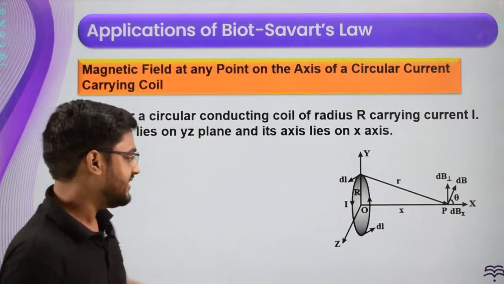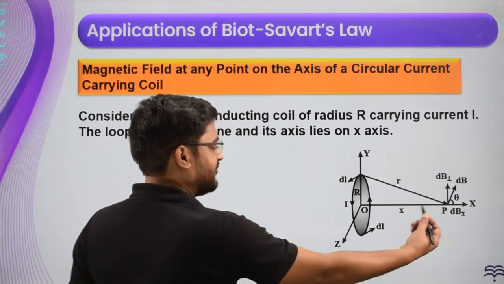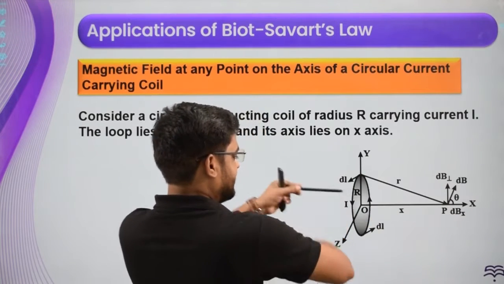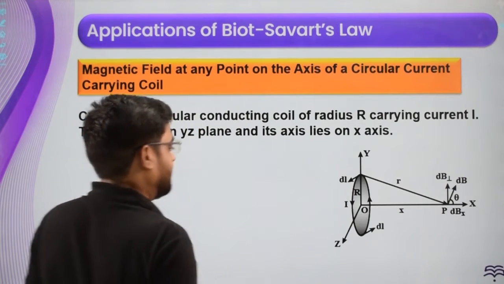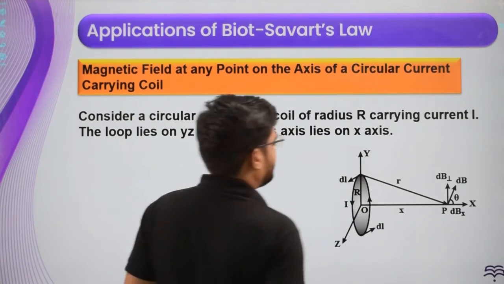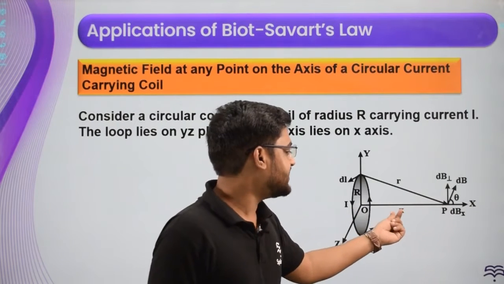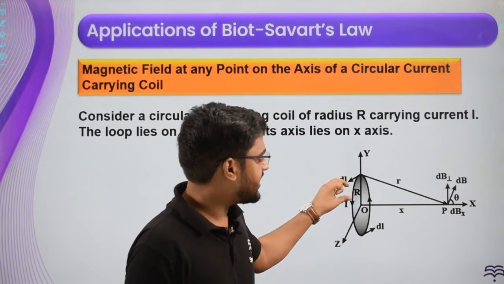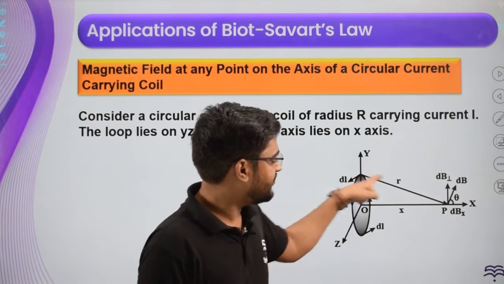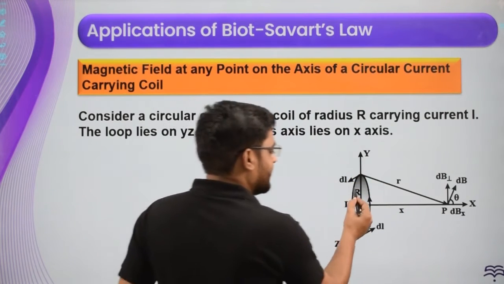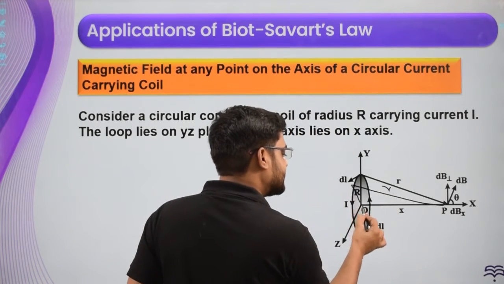And now this current carrying coil is having a current I in this direction. If you look from this direction, it is anti-clockwise, right? Now there is a point P on the axis at a distance x from here, and the coil has capital R radius, and small r is the distance from the edge of this. If you get the distance from here also, that is also going to be r, because this is r and this is capital R.